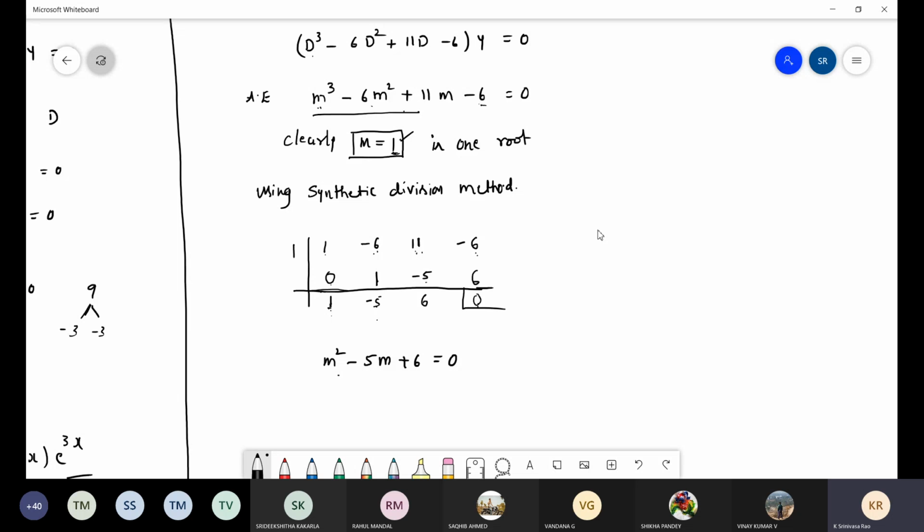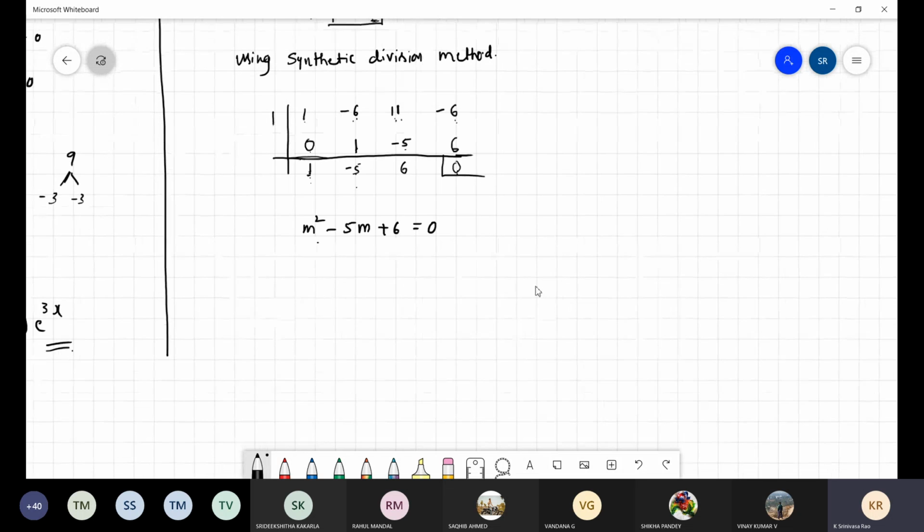1 into 1, that answer you write here. Minus 6 plus 1 is minus 5. Minus 5 into 1 is minus 5. 11 minus 5 is 6. 6 into 1 is 6. And you should definitely get minus 6 plus 6 equal to 0. Whatever three numbers we got here are the coefficients of m square, m and the constant. It is a quadratic equation. Now you can continue.